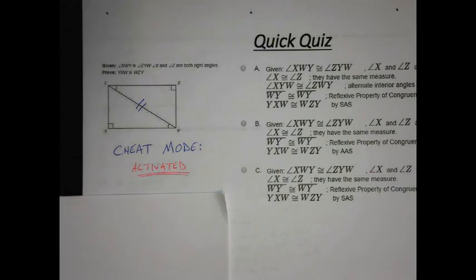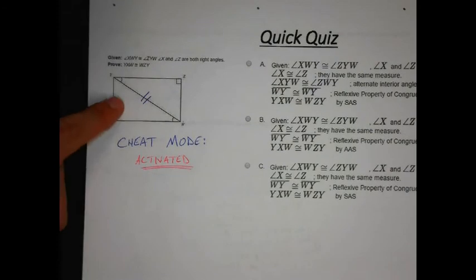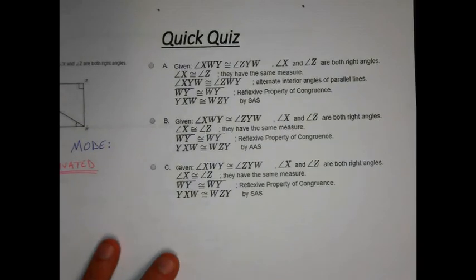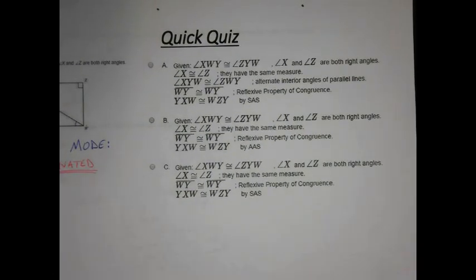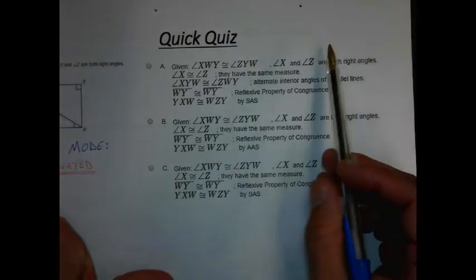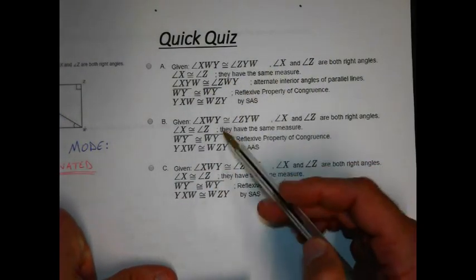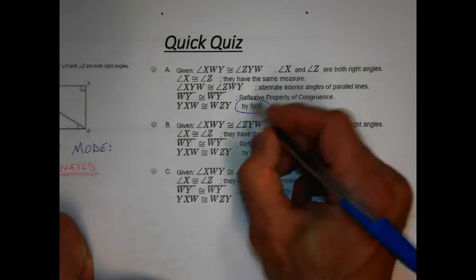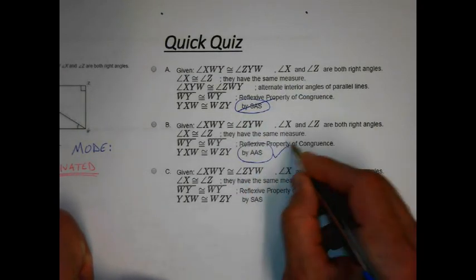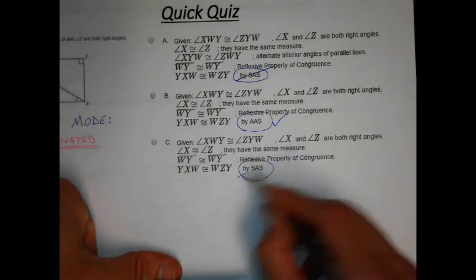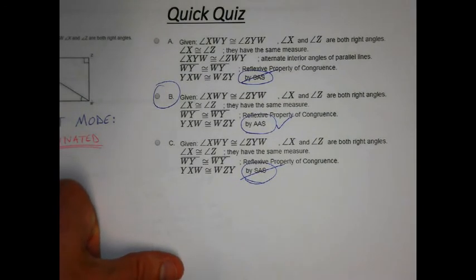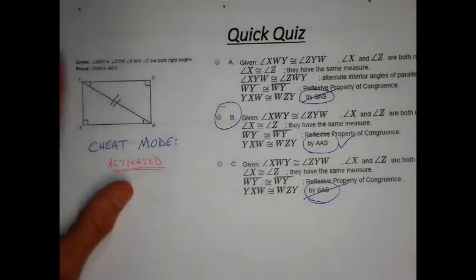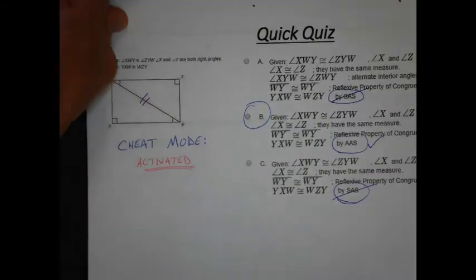So now, this is a multiple choice question. How can I activate cheat mode? Remember what our game plan was. We can prove this using angle, angle, side. So now look at these answer choices. This is crazy. You don't have to read all of the given. Take a look at the answers. Is that angle, angle, side? No. Is that angle, angle, side? Yes. Is that angle, angle, side? No. Must be B. Cheat mode activated. So anyway, angle, angle, side congruence is how we do it. So that's that quick quiz.